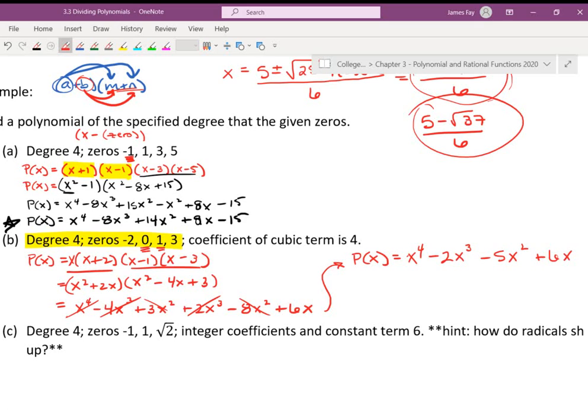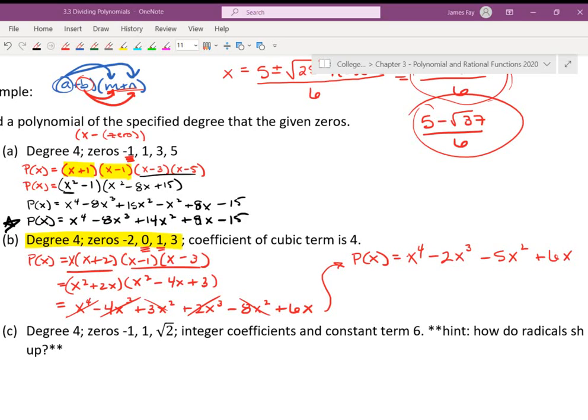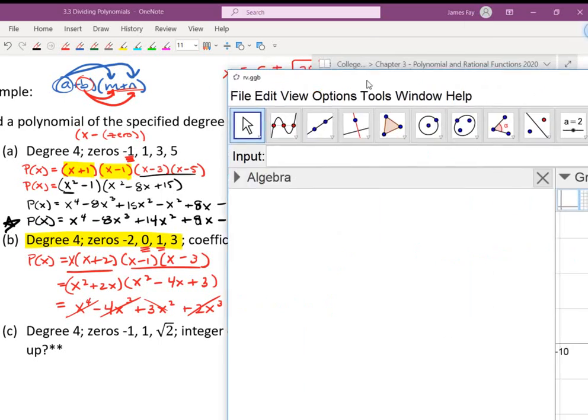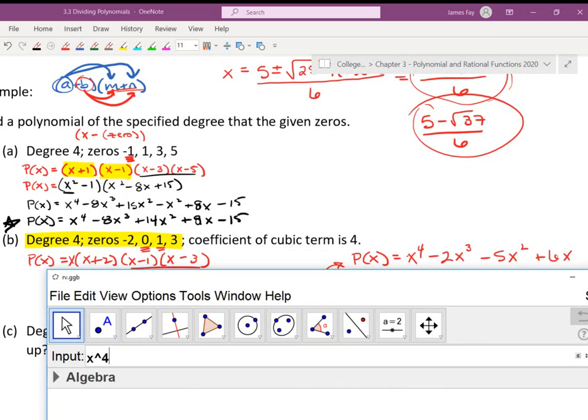Okay, so that is a polynomial. If we graph that, X to the fourth minus 2X third minus 5X squared plus 6X, okay?